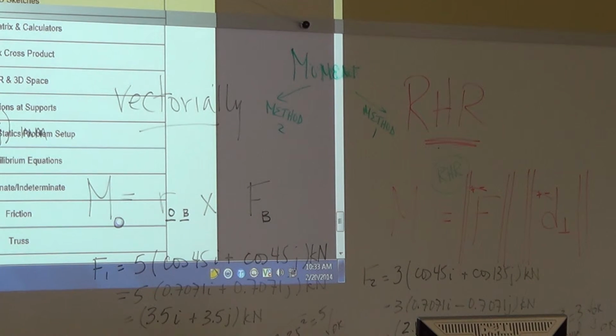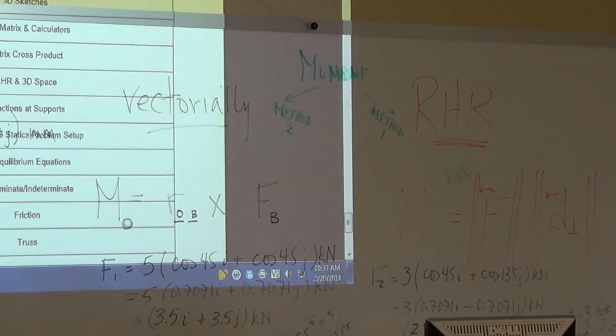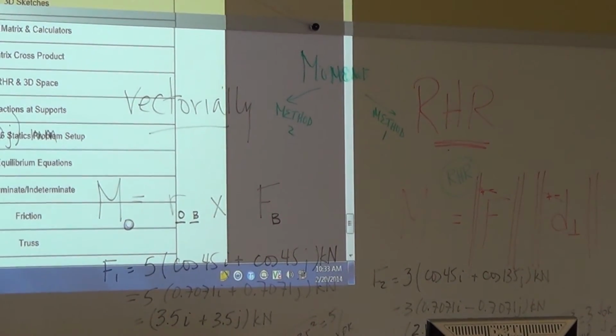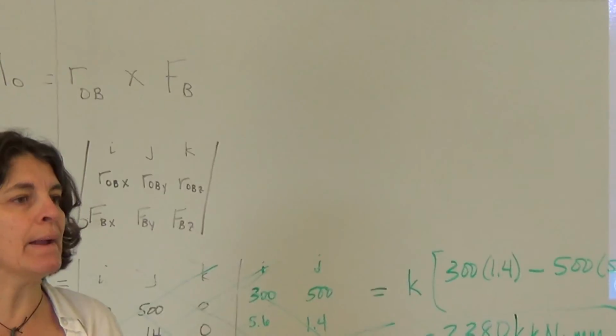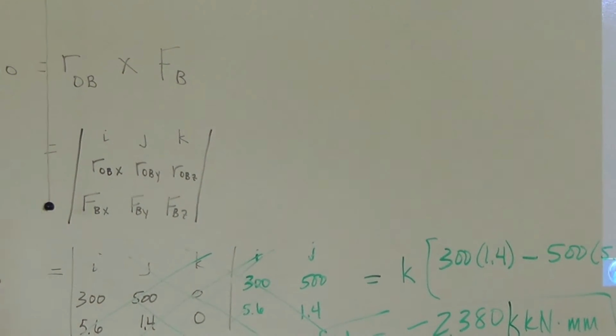Oh, and what did I leave out on here? I left out the K, right? When you do the right-hand rule, you're physically understanding that this force is creating this moment about this bar. And it's more of a physical sense. And you're going to get better and better and better at it.